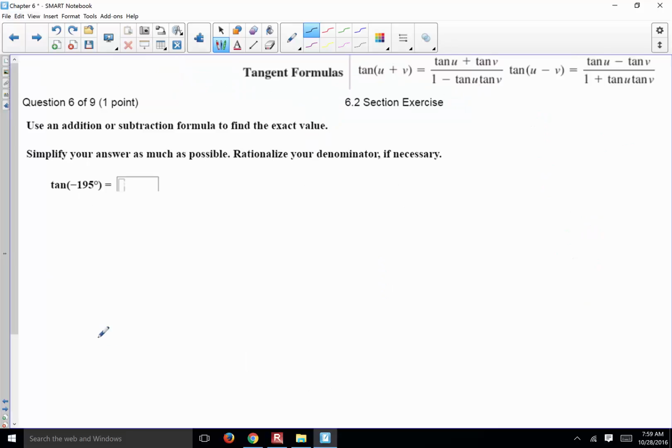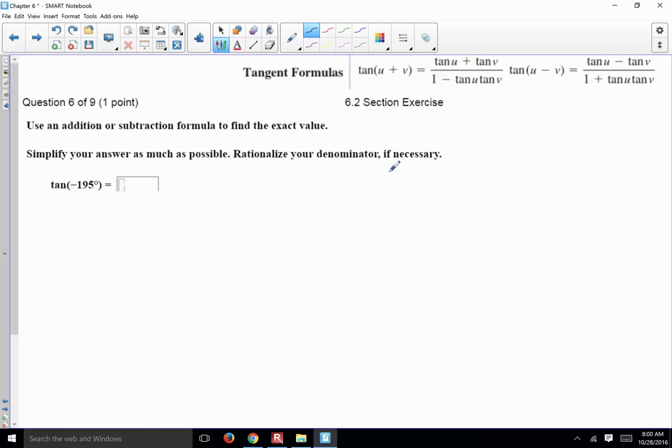Now finally we are starting the tangent formula. So I covered the sine and cosine. You only need the formulas for tangent here. Somebody is wondering what tangent of minus 195 is. I have no clue.